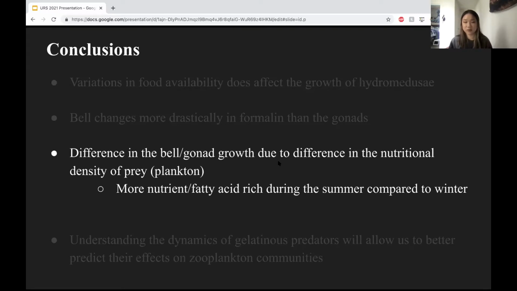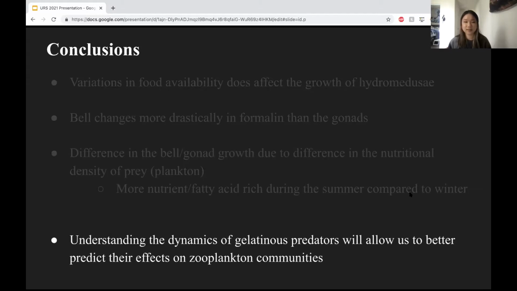During the summer, northern copepods are more dominant, while in the winter, southern copepods are more dominant. And these northern copepods, which are dominant during the summer, are actually more nutrient and fatty acid dense than the ones during the winter. And so it might not be a factor of how much food is available for them, but how nutritious that food is.